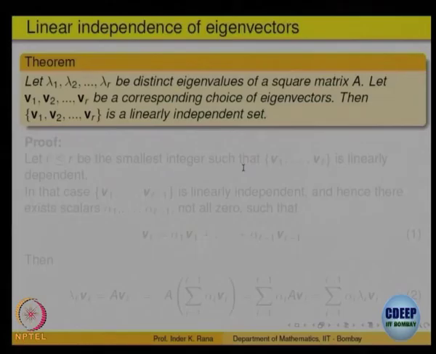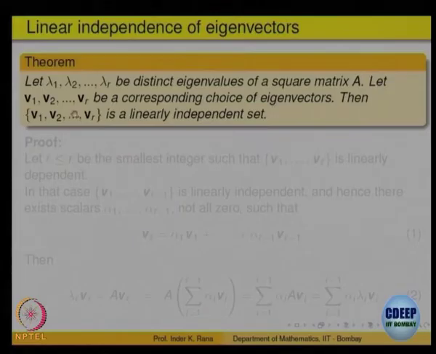First of all, there is an observation. Supposing you have lambda 1, lambda 2, ..., lambda r, the distinct eigenvalues of a square matrix. All the eigenvalues may not be distinct, since they are the roots of the characteristic polynomial, and roots can repeat. So, let us assume that out of the n, lambda 1, lambda 2, ..., lambda r are distinct eigenvalues of the given matrix, and V1, V2, ..., Vr are the corresponding eigenvectors.